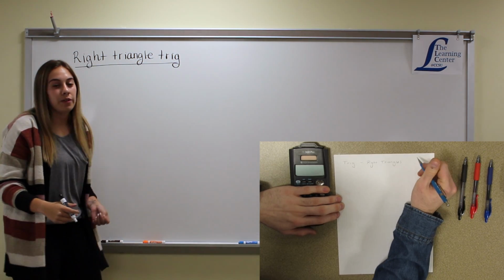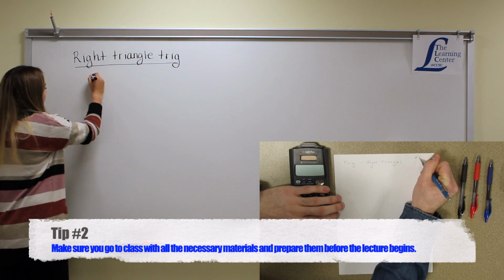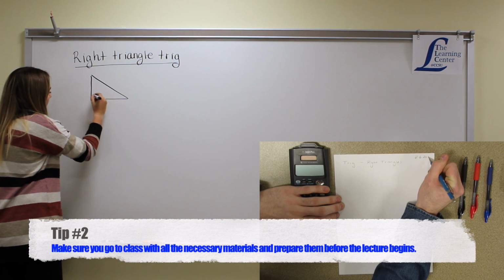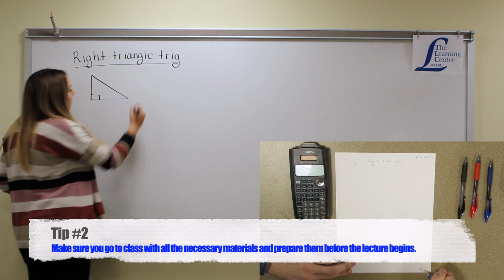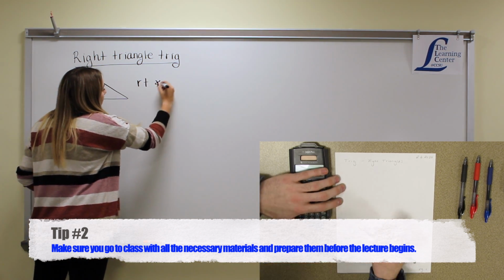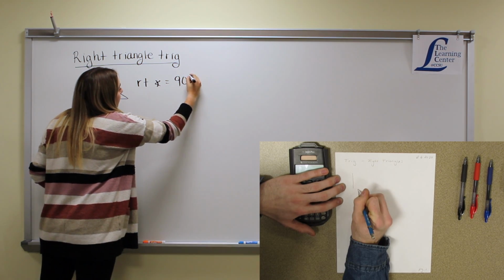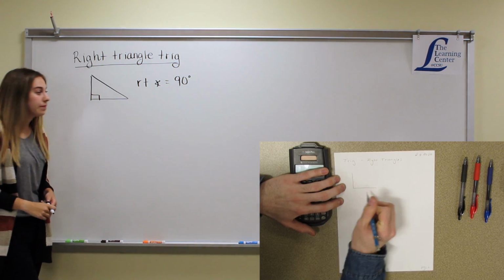So to start with, a right triangle is a triangle that has a right angle, and we indicate it with this box. A right angle is an angle whose measure is 90 degrees.